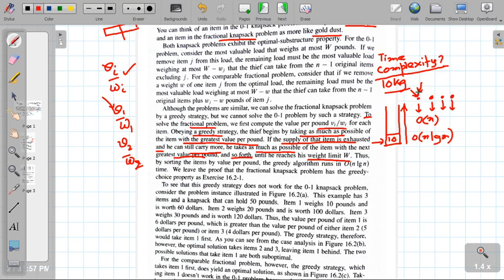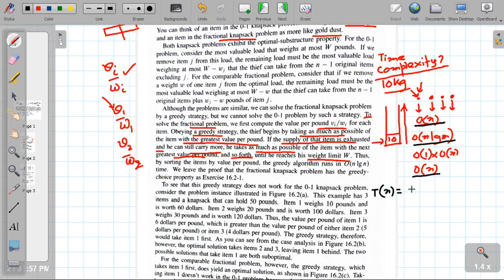For each item, pick one. That will be order of n time, one time for each item. And likewise, at the worst case, I have to process all the items. So again, order of n time. So this is order of n again. So this is order of n here. Here we are having order of n, right? And then order of n log n, and then order of n. So the time complexity will be n log n.